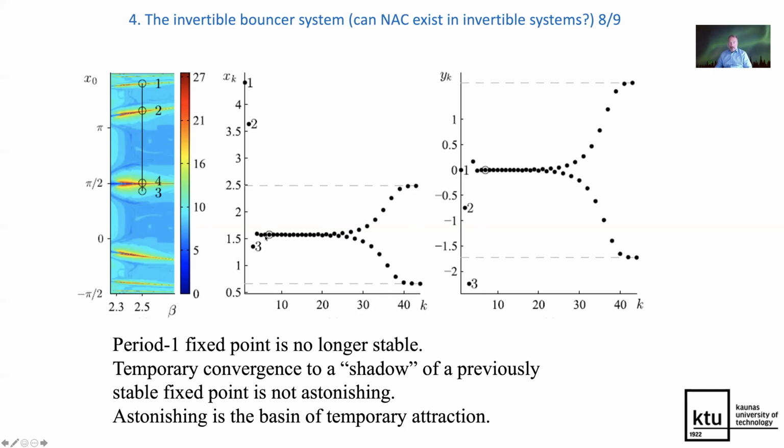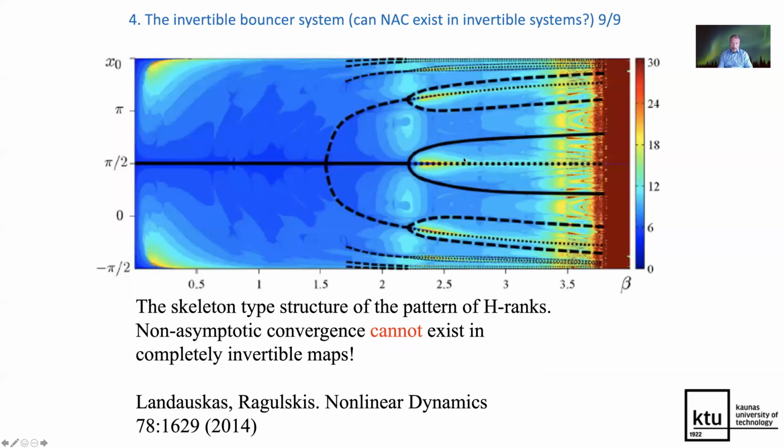So we can say that we are able to temporarily stabilize the unstable orbit in completely invertible systems. So this is the graph for x's, and this is the graph for y's. The skeleton structure of the pattern of H ranks, it's really astonishing. That, as I have just mentioned, non-asymptotic convergence cannot exist in completely invertible maps.